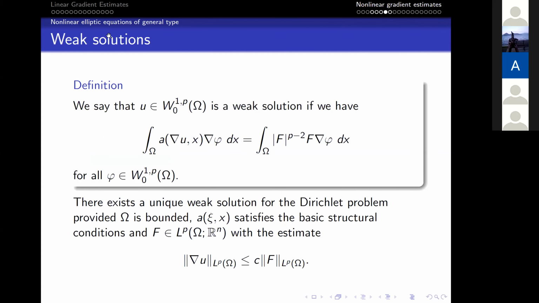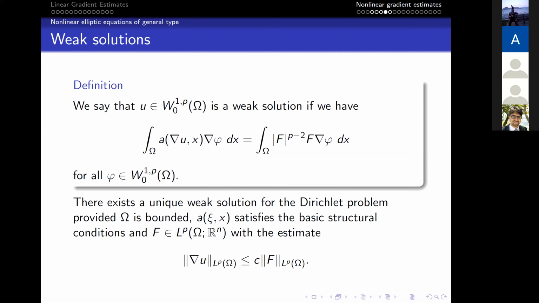Okay, so here is the definition. Weak solution is the standard definition, right? We take a test function in the solution space, and then integrate by parts. We have this weak formulation, and this is the definition. Of course, we know that by using the monotonicity property, there exist unique weak solutions for these problems, provided just that omega is bounded and the nonlinearity satisfies just the basic structure conditions. Then we have this standard energy estimate.